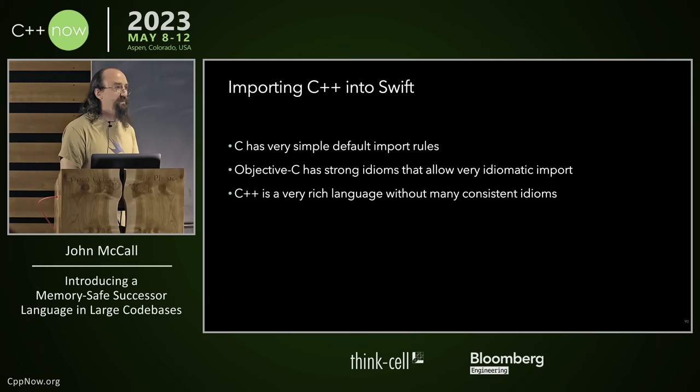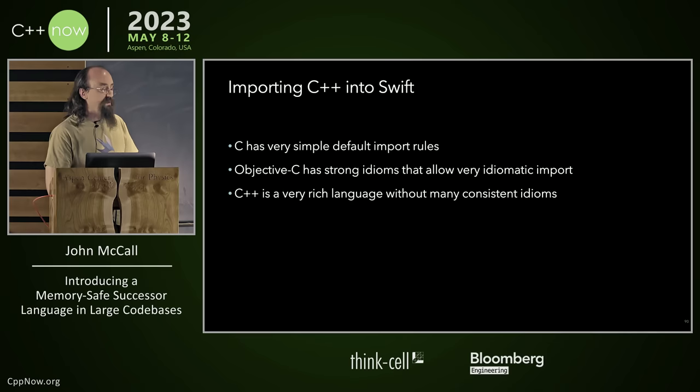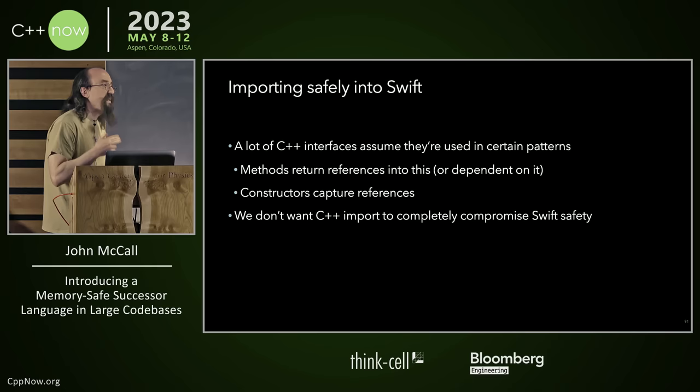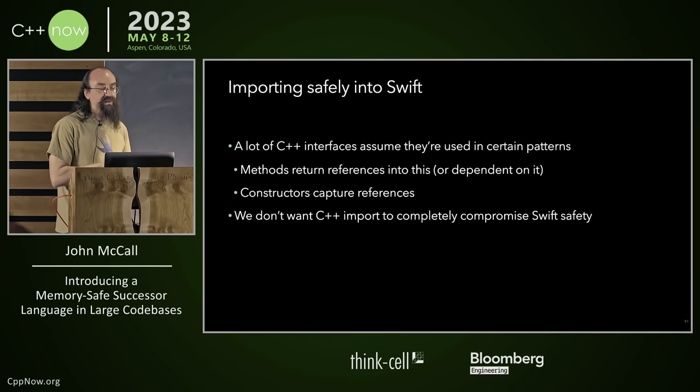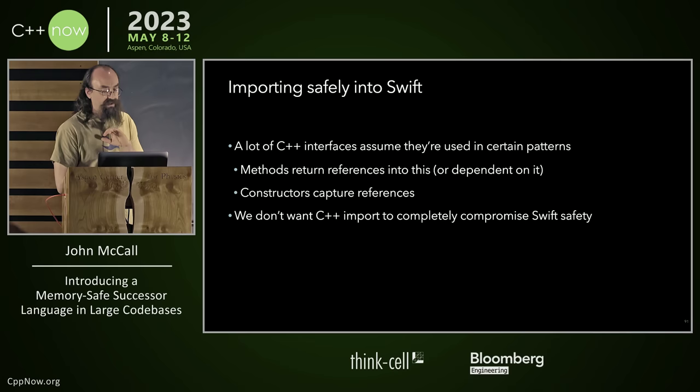Right, so different code bases in C++ use very different idioms. It's not always clear what to do. The safety story is also more complicated. C++ interfaces tend to make a lot of assumptions about object lifetime and destructors. We don't want things like that to ultimately undermine the safety properties that we want for Swift.